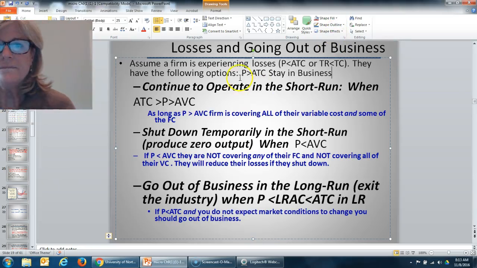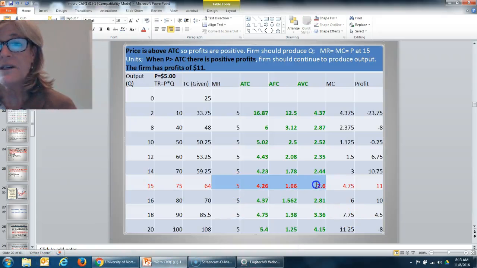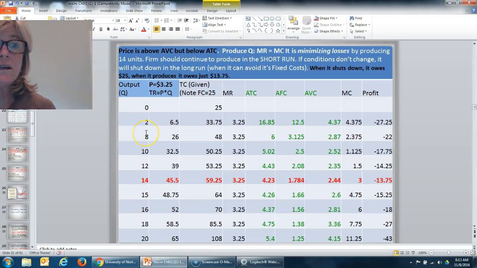Price is greater than average total, greater than average fixed, and greater than average variable. Making positive profits, stay in business. All right, let's go down to this one. Uh-oh. Price declined to $3.25 in this market.